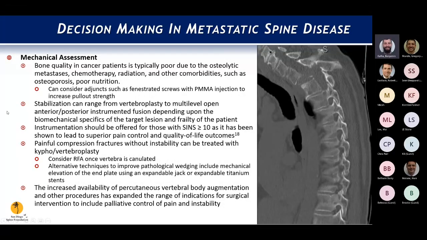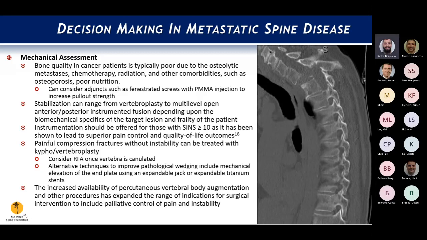When you're doing your mechanical assessment, you also need to look at the patient's bone quality. These patients often have gone through long rounds of chemotherapy and radiation with poor nutrition, which can drastically affect their bone health. They also may be older and have underlying osteoporosis or renal disease that also affects their bone. You need to know that before any intervention is planned, because that can drastically change the size or scope of your intervention. If your patient has poor bone quality, you can use adjuncts such as fenestrated screws with polymethyl methacrylate injection to increase their pullout strength.